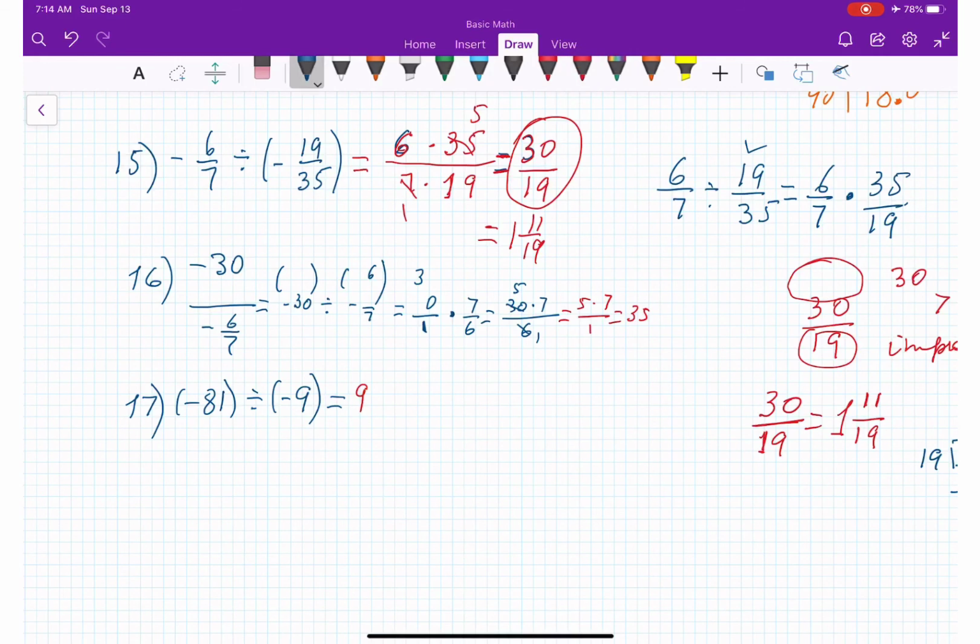And the last question, number 18, is going to be 63 divided by 0. We do not divide by 0. You cannot. The answer is undefined.